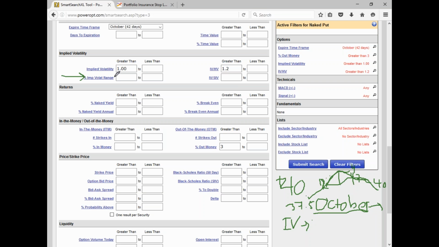What our percent implied volatility range shows is where is the option's implied volatility right now compared to where it has been over the life of the option.